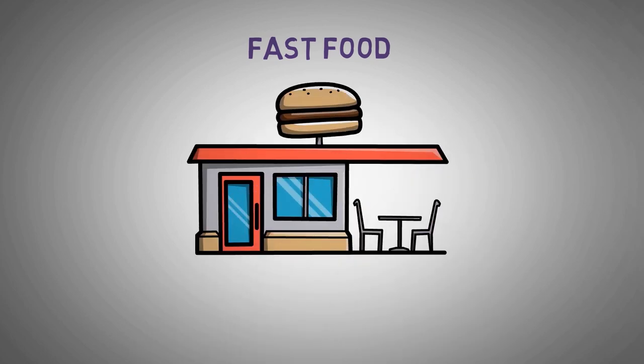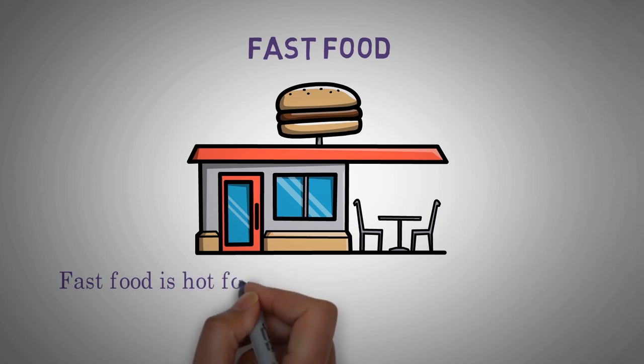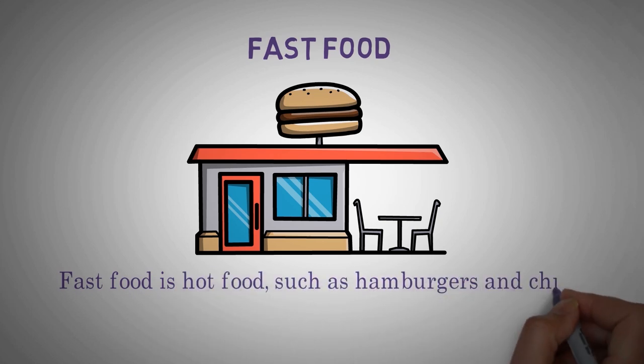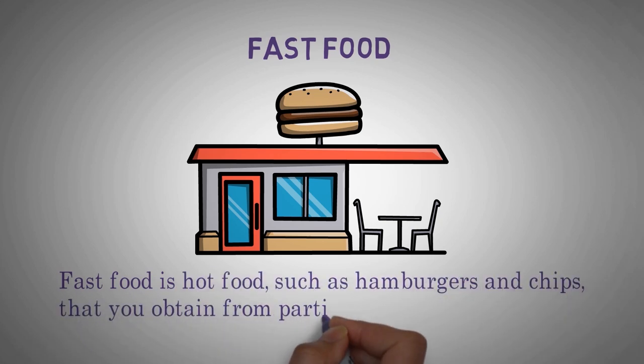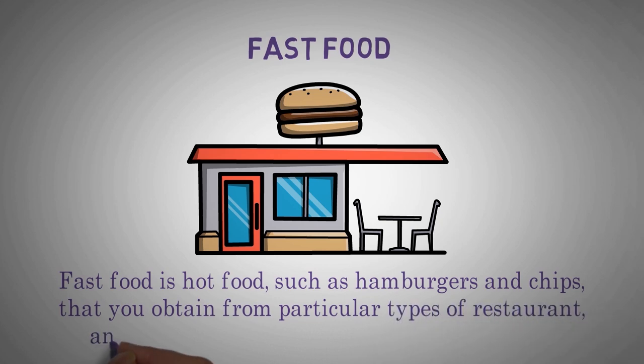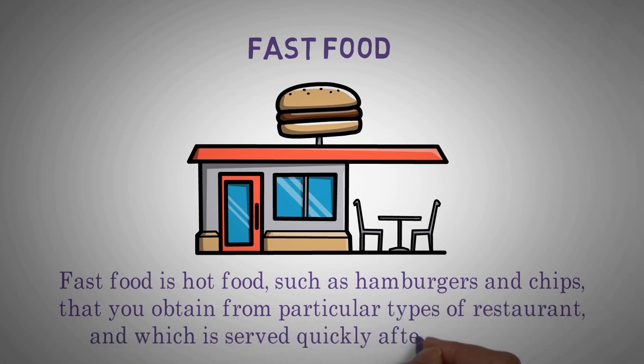Fast food. Fast food is hot food, such as hamburgers and chips, that you obtain from particular types of restaurant, and which is served quickly after you order it.